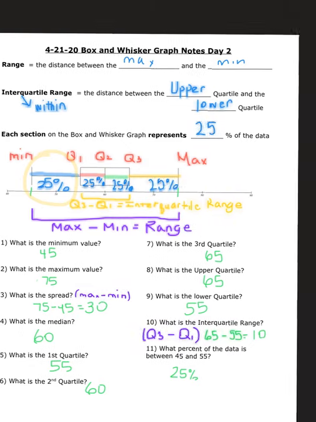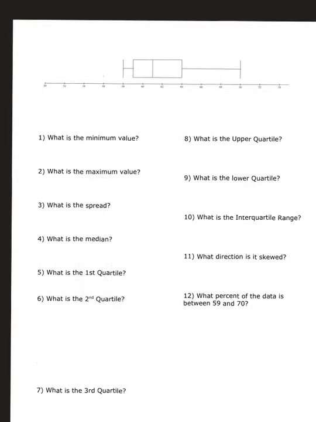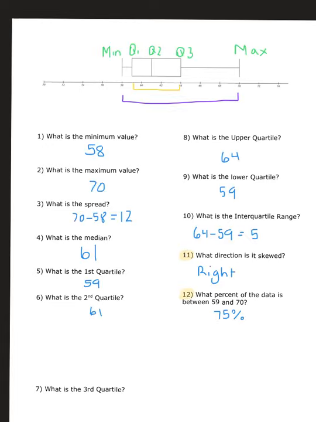So here are the questions for you to try on your own. So there are the answers for these 12 questions, but I highlighted two problems, number 11 and 12. So number 11, that's always been the tricky one. Which direction is it skewed? It's to the right because if you look at the data, the majority of the information is on the left side, so the skewed information is opposite of where your data is, so it's to the right.